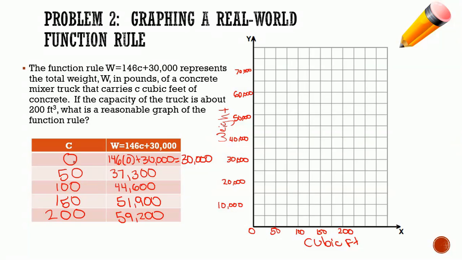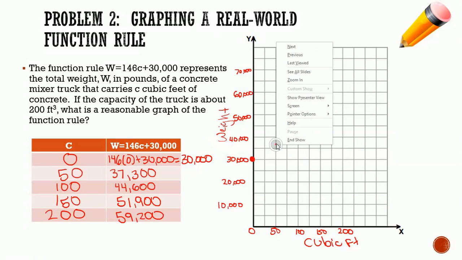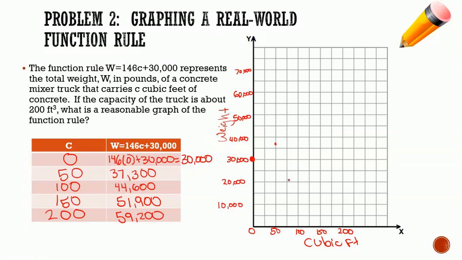So at 0, see, I had 30,000. So at 0, I have 30,000. Let's go and graph that ordered pair. 50 and 37,300. So 50, 37. Well, this is 35,000, right? So I know it's going to be a little bit above that. So about right there. 100 is 44,600. So that's going to be just below the 45 mark.